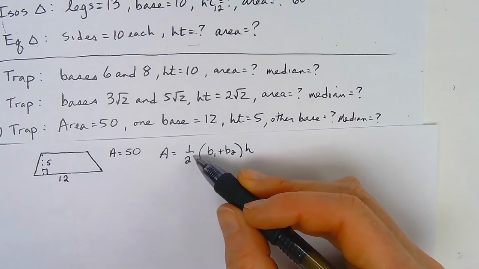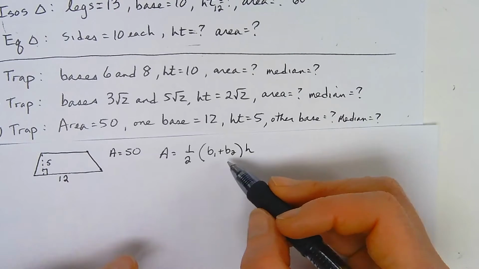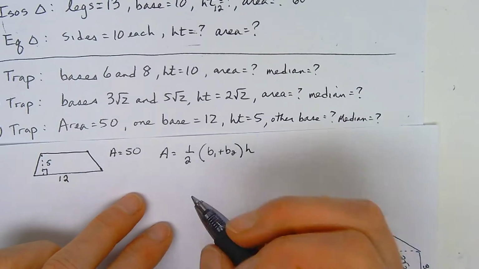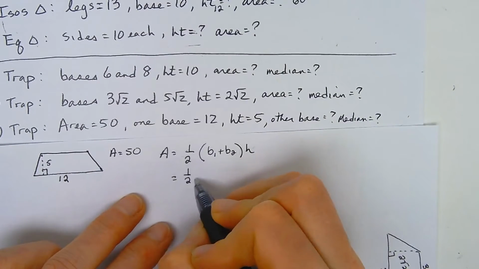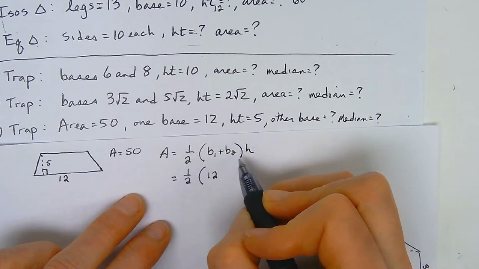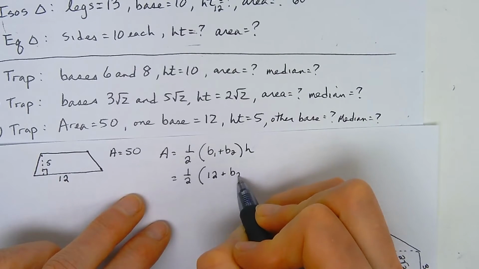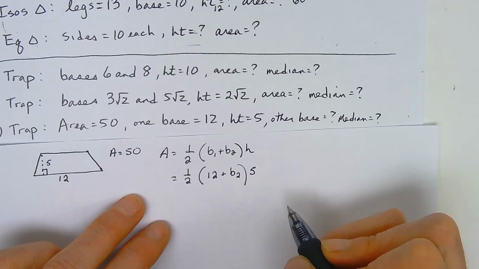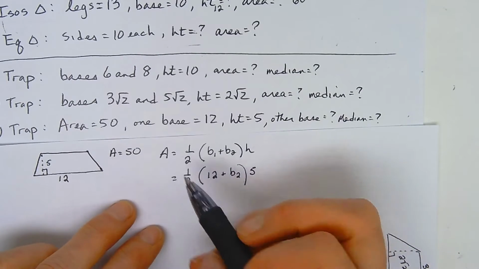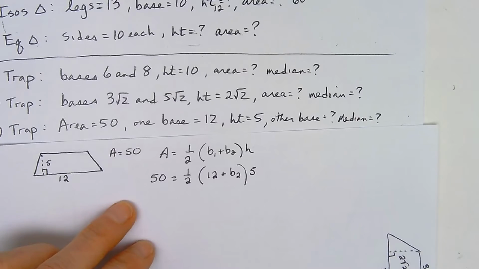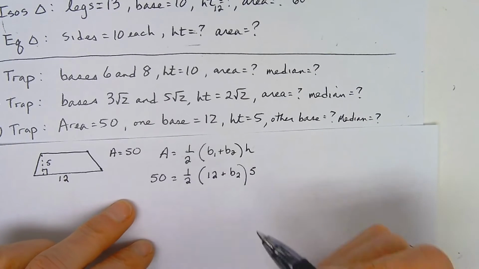Sometimes I write it with the height here, sometimes I write it with the height here. Doesn't matter, it's all being multiplied together. It's commutative. Okay, the area is equal to 1/2 of base 1 is 12, and we don't know the other base, so let's just keep that as B2, and our height is 5. And that's all equal to 50. We have one equation with one unknown, so this is very solvable.